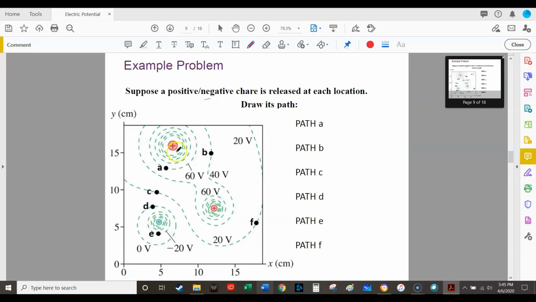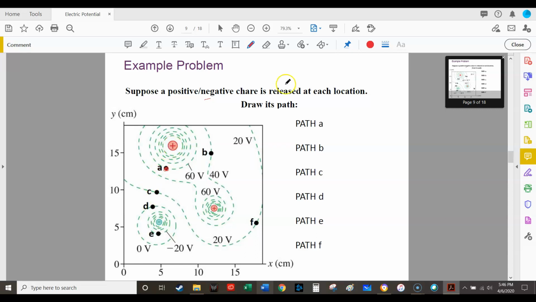Anyways, let's go ahead and do it. So suppose we put a positive charge right here. Which direction is it going to go? Is it going to move towards the other positive charge, or is it going to move towards the negative charge? What do you guys think? Well, the last activity, it's moving in the direction of the electric field.